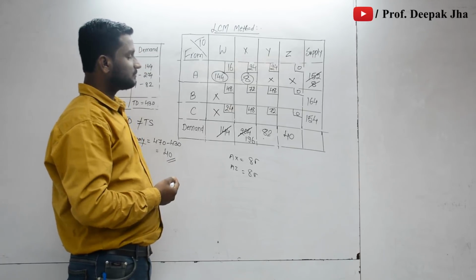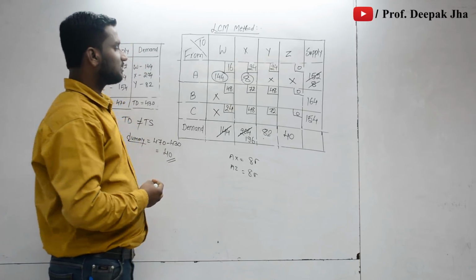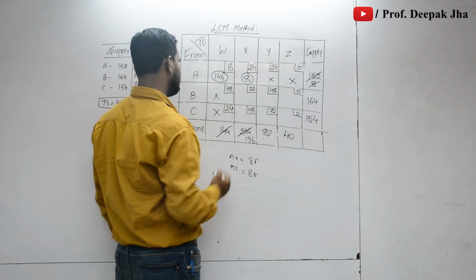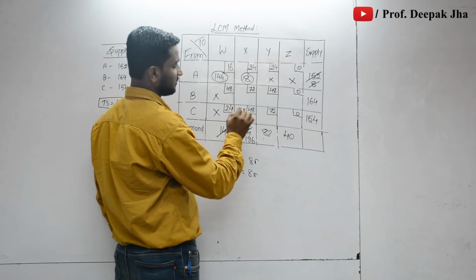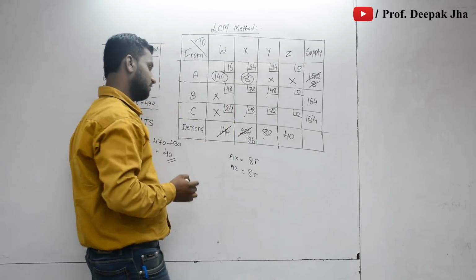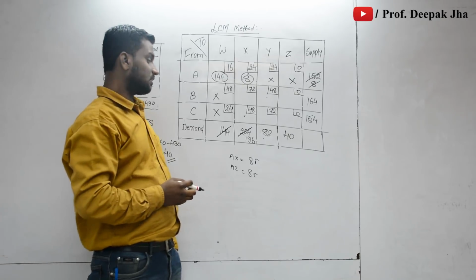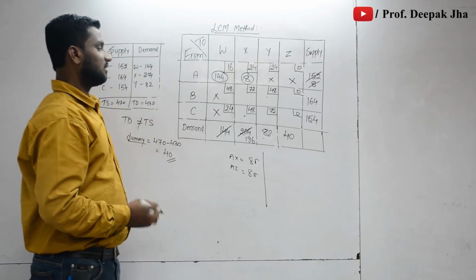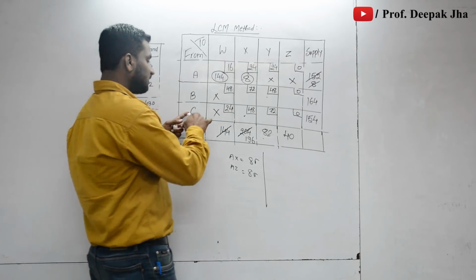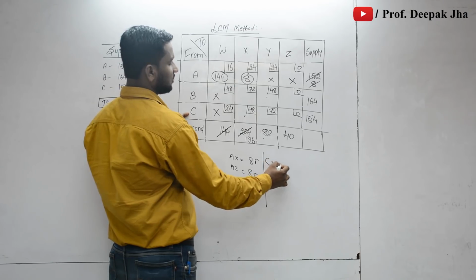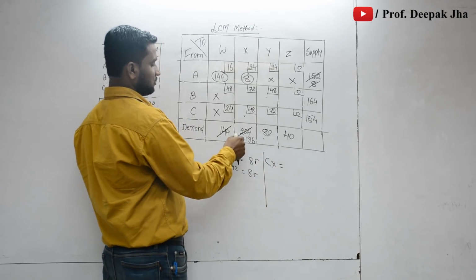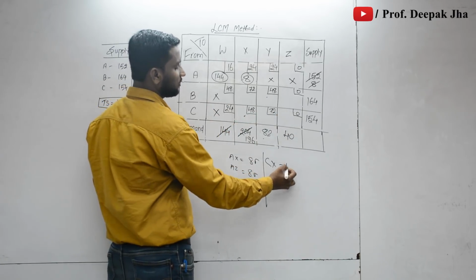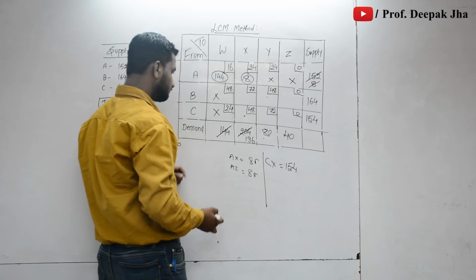Similarly, you have to go further and check the lowest cost. The lowest cost in this cell is now 48, but 48 is again clashing. Here is also 48, here is also 48. So where do you make the allocation? Again you have to check where the maximum units you can allocate. So check, if I make the allocation in cell CX, how many units are you able to allocate? So 196 is the demand and 154 is the supply. So the lower of these two is 154.